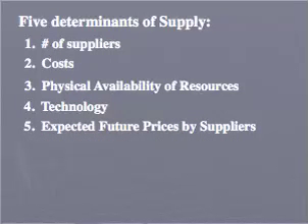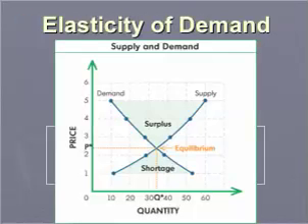On the supply side, number of suppliers will determine how much is out there. Costs of creating a product will determine that. Physical availability of resources, technology available, and expected future prices by suppliers. You took the oath, all my members of the Royal Order of Tonstoffel. You need to know these for the test.